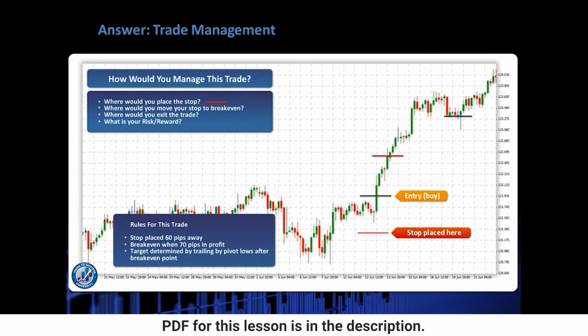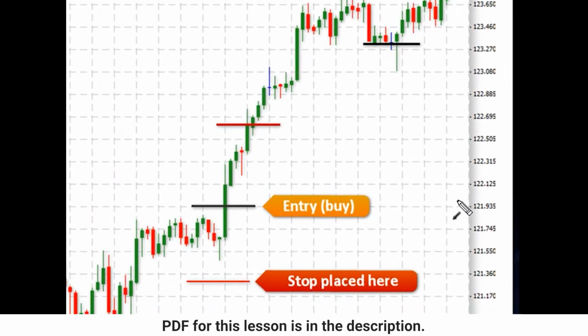Our break even is when we're in 70 pips profit. So for us to be in 70 pips profit, going up from 121.93, 70 pips will be 122.63, which will be around about this price right here. And as you can see, the red line is at 122.63.